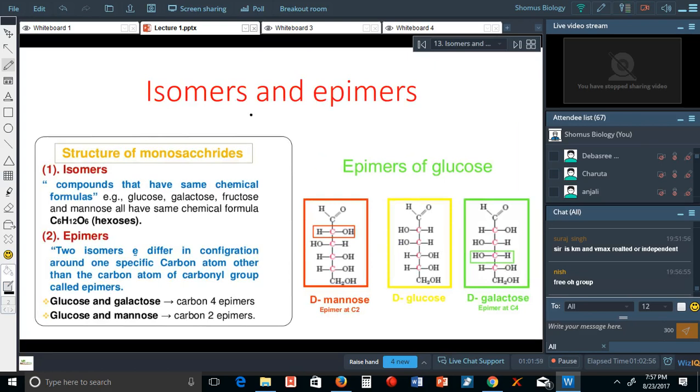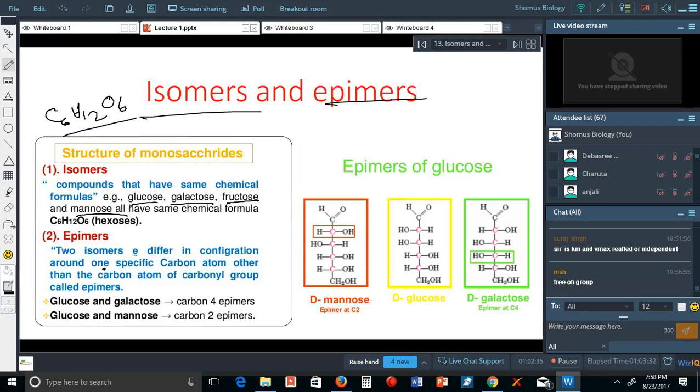Now there are a few terms that I want you to remember, from which a question can come: isomers, epimers, anomers. You need to know about these terms in reference to the structure of monosaccharides. So what is an isomer? Isomers are compounds that have the same chemical formula. For example, glucose, galactose, fructose, mannose, all of them have the same chemical formula, C6H12O6. That is isomers. What are epimers?